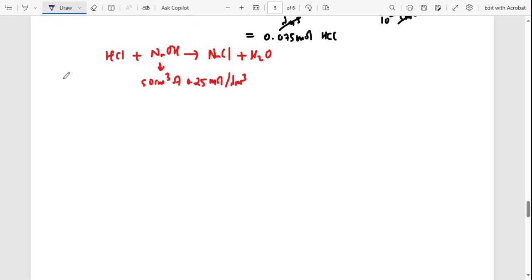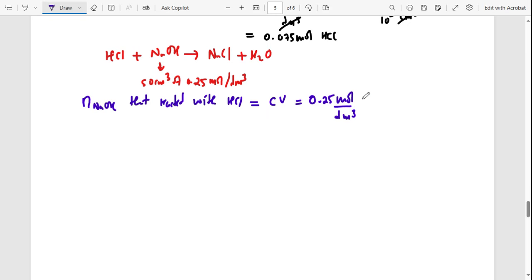And these are the moles that reacted with hydrochloric acid. So the number of moles of sodium hydroxide that reacted with hydrochloric acid is going to be equal to concentration times volume. The concentration is 0.25 mole per decimeter cubed, multiplied by the volume, which is 50 cubic centimeters. But let's again convert this value.